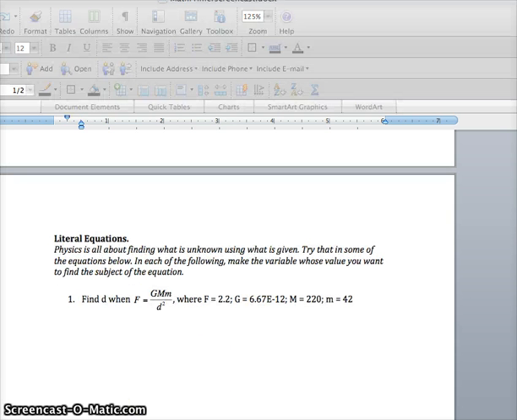And then we have literal equations. So this we actually have all the time in physics, where there's equations that you need to find which value goes in which place, and you keep the units in the right position as well. And it's a lot easier if you make what you're trying to find the subject of the equation, and then you just put everything in your calculator at the end. So here I've asked you to find d, little d, when I've given you a big F, a big G, big M, and little m, and you don't need to worry about what any of those things are right now.